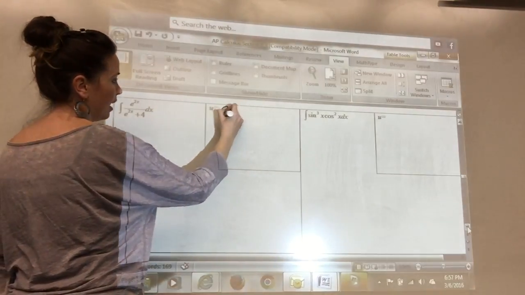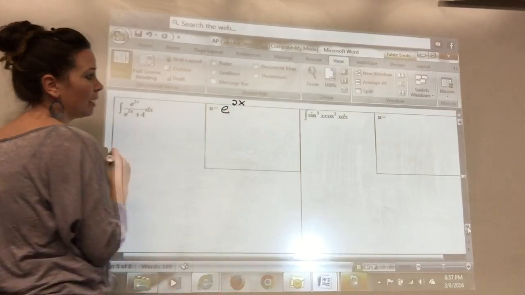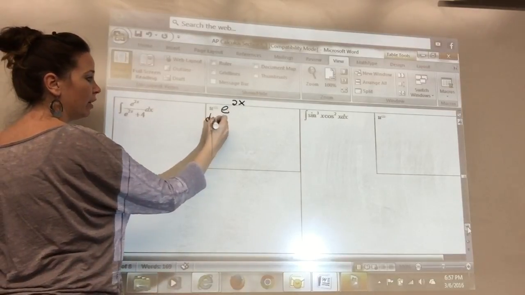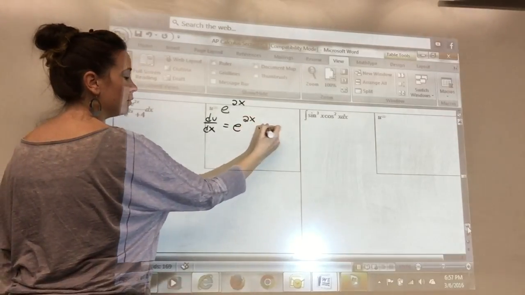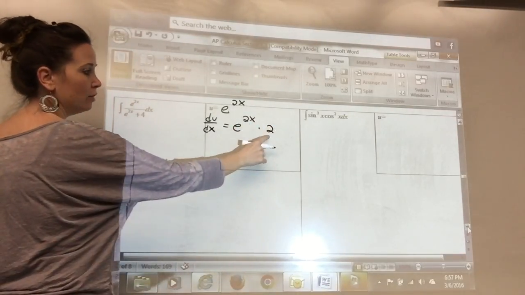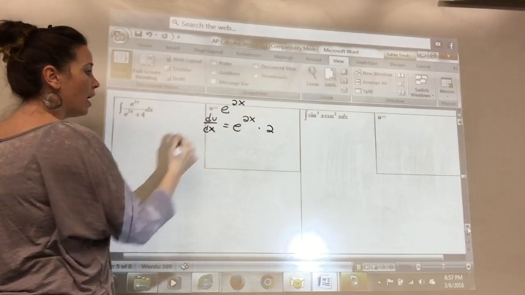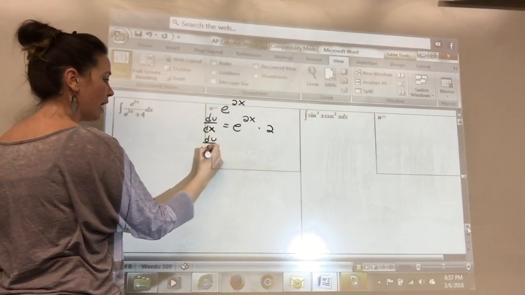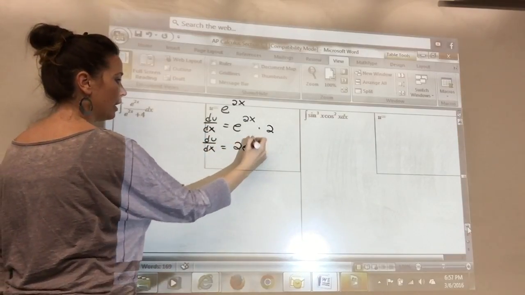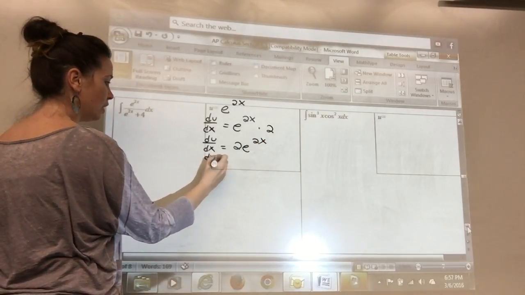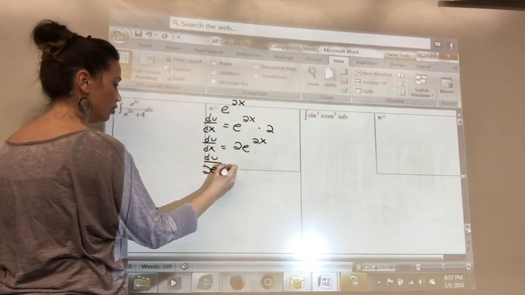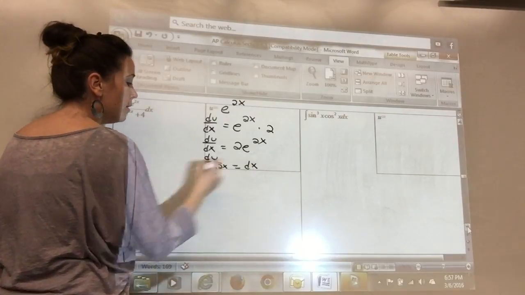So don't write this down, but e to the 2x was my first choice. So the derivative du dx would be e to the 2x times 2. I had to multiply it by 2 because of the chain rule. So I'm looking at du dx equals 2e to the 2x. And when I'm solving for dx, I would get du over 2e to the 2x equals dx.